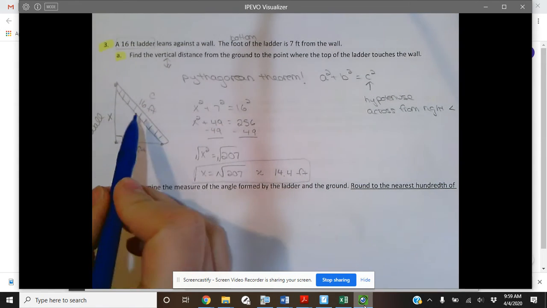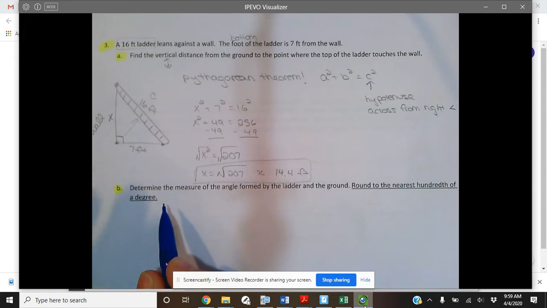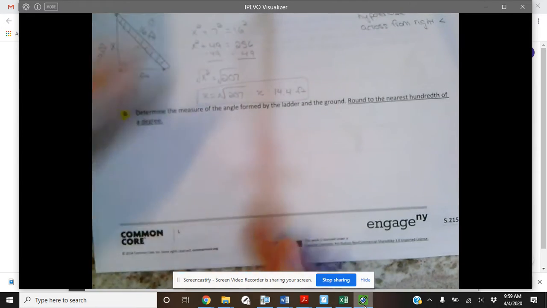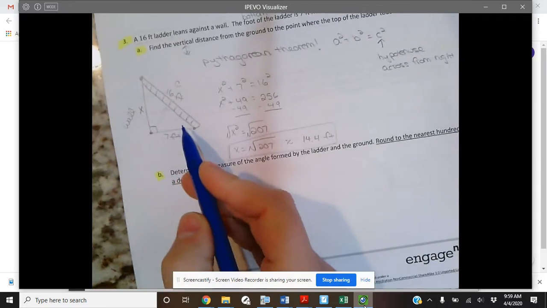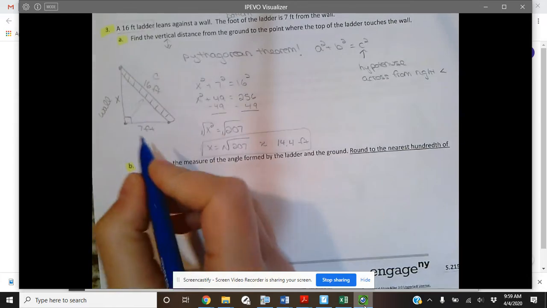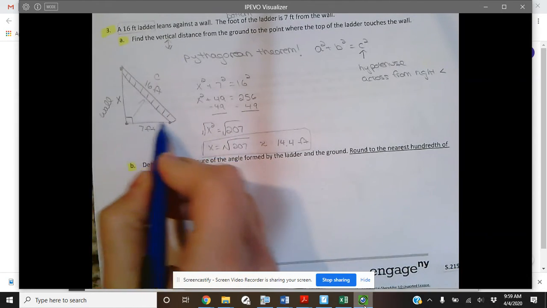All right, which makes sense because the hypotenuse has to be the longest side. All right, so now let's determine the measure of the angle that is formed by the ladder and the ground. So let's honestly just look at this picture here again. Get this straight for you guys. So we want the angle formed by the ladder and the ground.